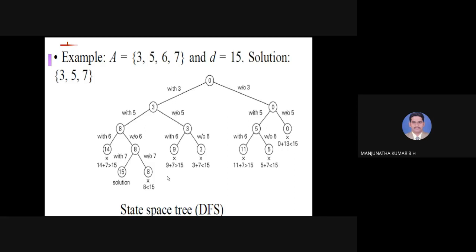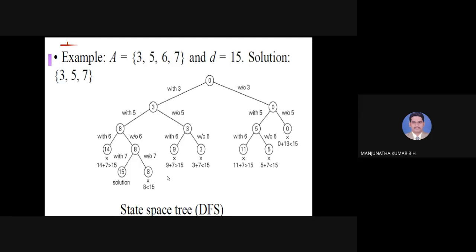Whenever you reach a non-promising path or a dead end, backtrack and change your decision. What was the decision taken in the previous step? With 6, the decision was that I have included 6 in the subset. Now change the decision. What is the available decision now? With 6 is over. Now the next decision is without 6. If you're not including 6 in the subset, then the sum remains as 8 only. Now take the next element. 8 plus 7, oh, 15. 15 is equal to d. Yes. Now this is the solution to the given problem.